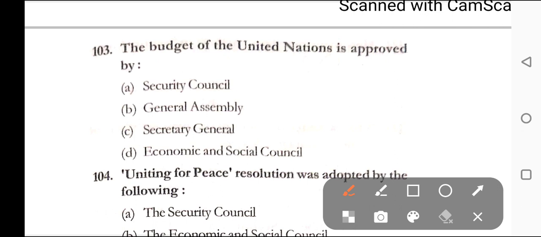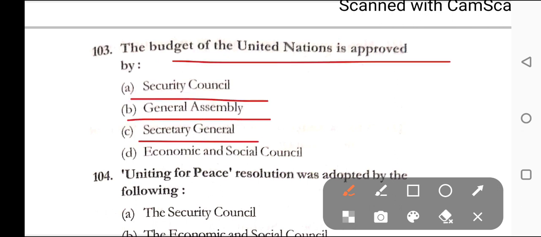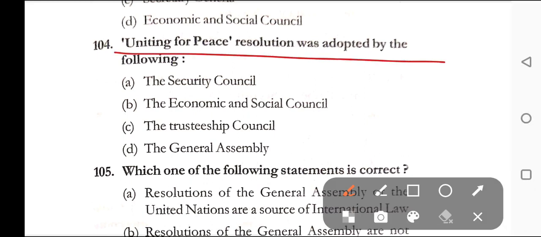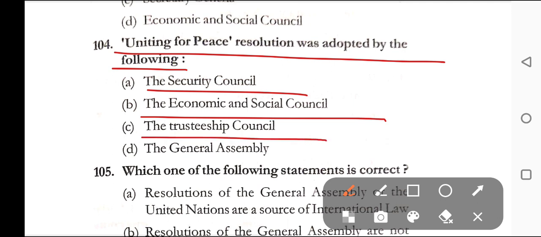Question number 103. The budget of the United Nations is approved by Security Council, General Assembly, Secretary General, Economic and Social Council. Correct answer here is option B, that is General Assembly. Question number 104. Uniting for Peace resolution was adopted by the following. Option A, the Security Council, option B, the Economic and Social Council, option C, the Trusteeship Council, and option D, the General Assembly. Correct answer here is option D, that is the General Assembly.